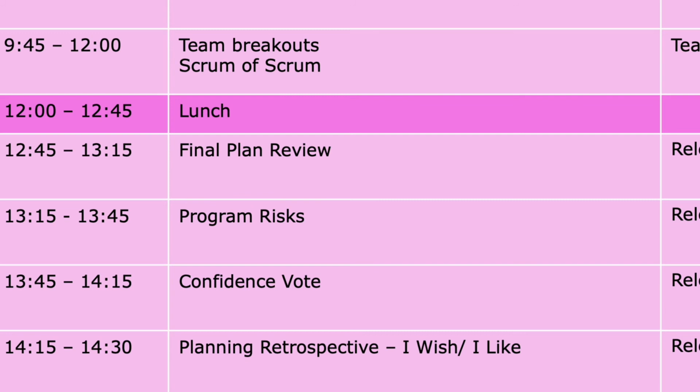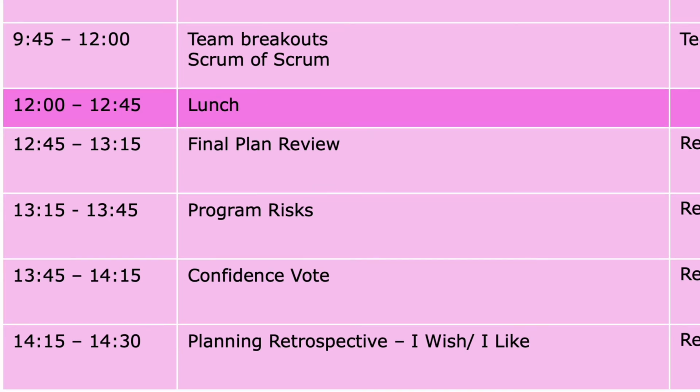Once all the risks have been addressed, we then do a confidence vote where the team votes on their confidence in meeting the PI objectives. We use a fist of five to cast our votes. This gives the management visibility on how solid our plans are. Finally, the Release Train Engineer facilitates a brief retrospective for the planning event, where the team discuss what went well, what didn't go well, and what we could do better in the next PI.